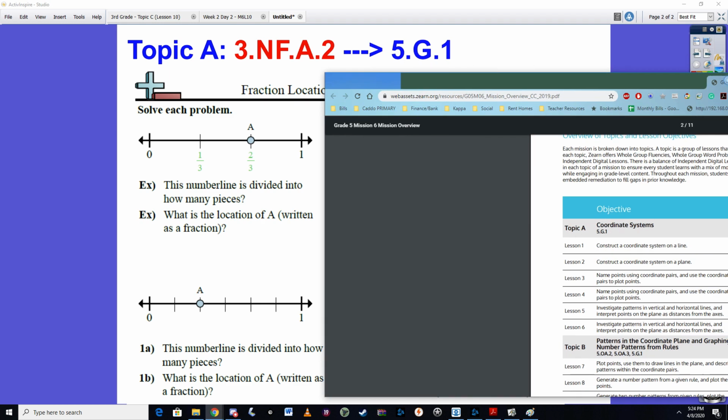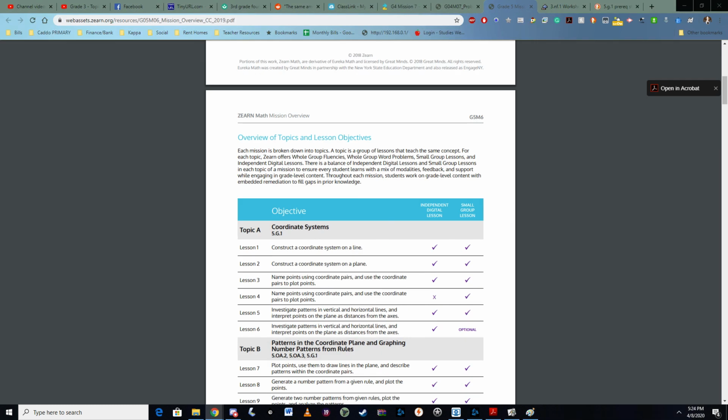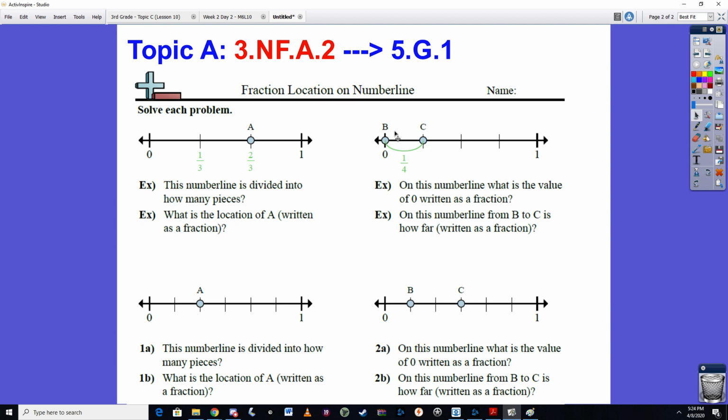Let's see, 5.G.1 is these lessons 1 through 6, and it even keeps on going all the way to lesson 12 actually, but this is really for 1 through 6, because if you understand 1 through 6, then hey, 7 through 12 should be easier. If you don't understand 1 through 6, well, you're going to have a difficult time. So let me start out by going over 3.NF.A.2.